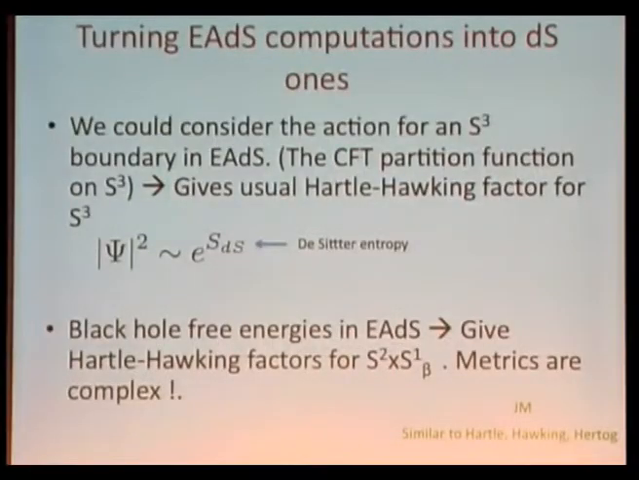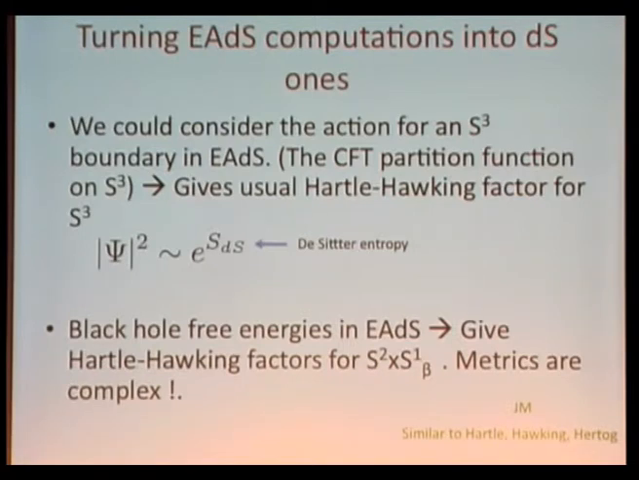So we can turn, as I said, Euclidean AdS computations into de Sitter computations. And the simplest one would be to consider, as we heard in previous talks, the supergravity calculation of the sphere partition function. That can be done using gravity, using the Euclidean solution. We can calculate the gravity action for this context. That is what Marcos Marinho was talking about.